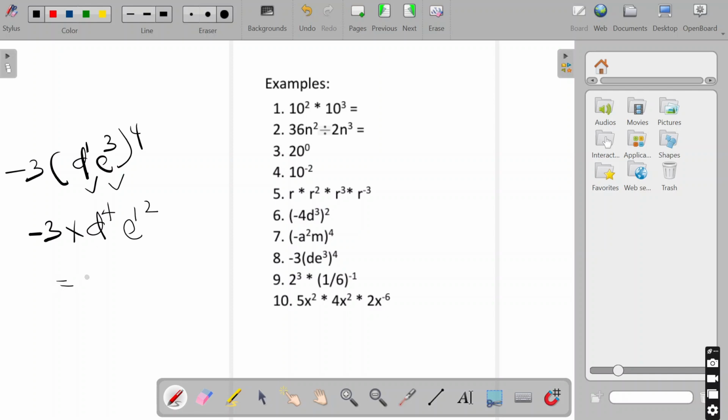And the answer will give you minus 3 d raised to power 4 e raised to the power 12. Don't forget that the minus 3 is not in the bracket. If the minus 3 were in the bracket, it should have been minus 3 raised to the power 4. But because minus 3 is not in the bracket, it stands out on its own. You only consider the elements that are inside the bracket, base by base, and that solves question number 8. Now let's go to question number 9.